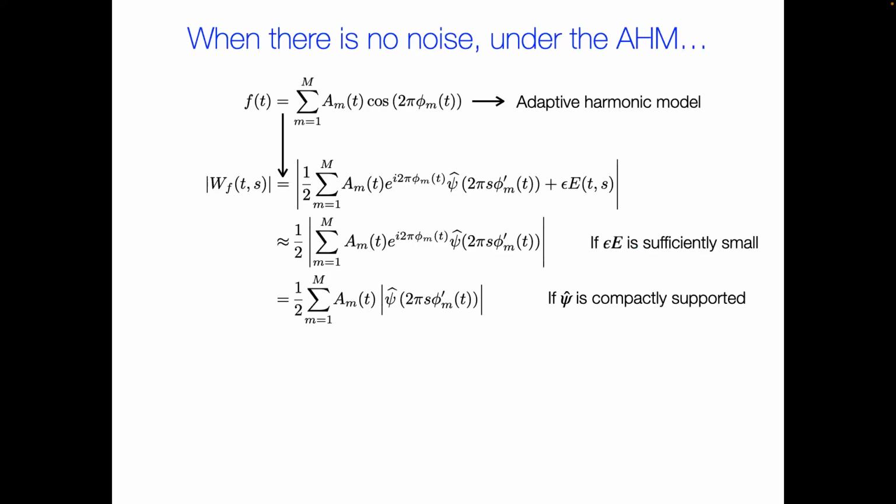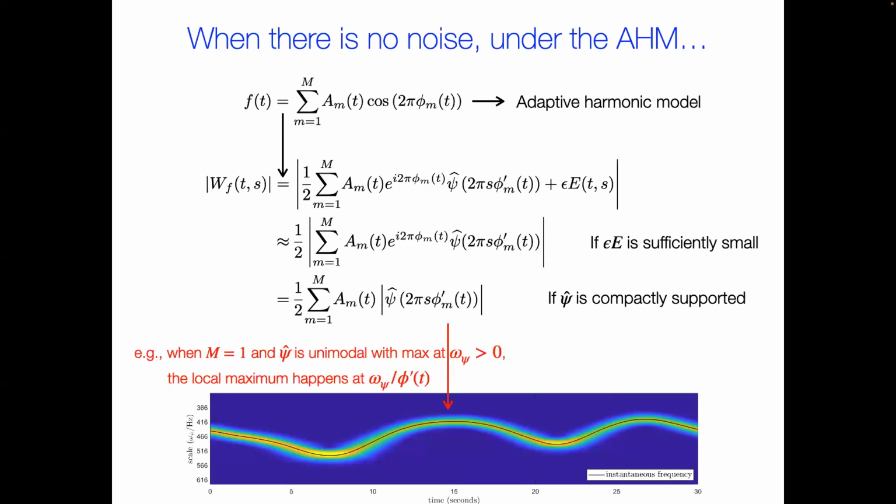And now if you make an assumption that epsilon, or the error, is sufficiently small, which holds in many practical situations, then you get a good approximation by removing the epsilon term. And if psi hat is compactly supported and the frequencies of different components are well separated, then you can rewrite things in this way. You get a summation of each component. And that is the picture you get when M is 1.